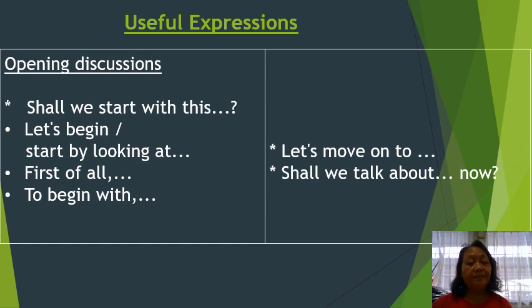So these are helping words to help you start and to move on to the next picture. You can choose either. Let's move on to picture number. Or shall we talk about picture now? Okay, so these are useful expressions to help you so that you will not panic. So pick your choice.